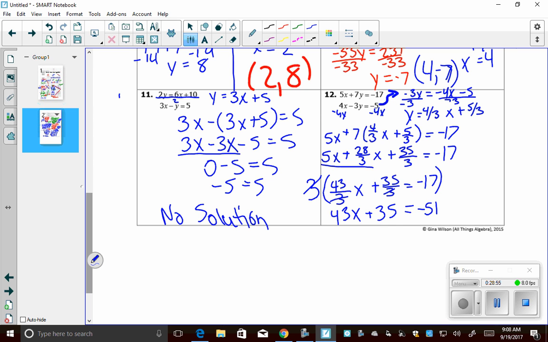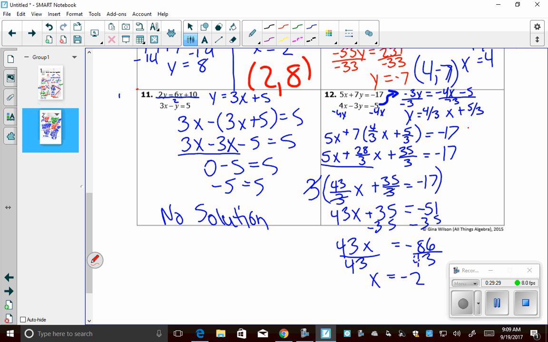And then solve for x. So you're going to subtract 35, and you get 43x is equal to negative 86. Divide by 43, and you get x is equal to negative 2. When you plug it back in, you can use either equation. It doesn't matter.